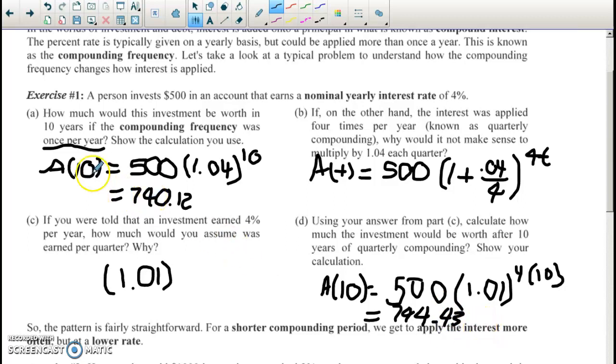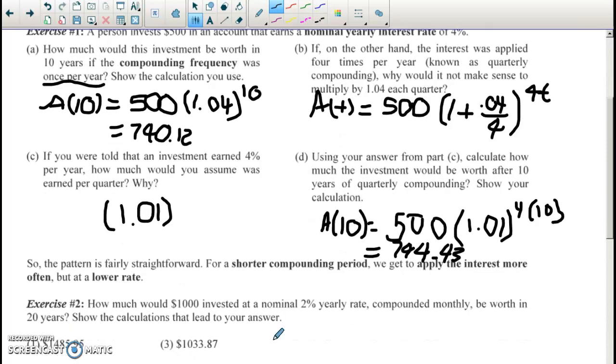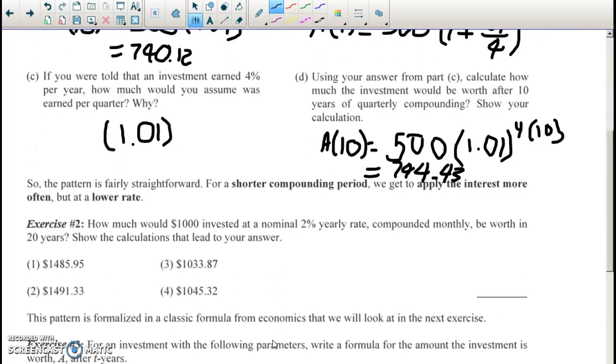Which, look at it, from here, compounding once a year to compounding 4 times a year, we made more money. Only $4, but it's only been 10 years and it's only a 4% interest rate. So you just have to pay attention to that. You do make more money compounding. Now, with higher interest rates and compounding more often, you're going to make a whole lot more money.